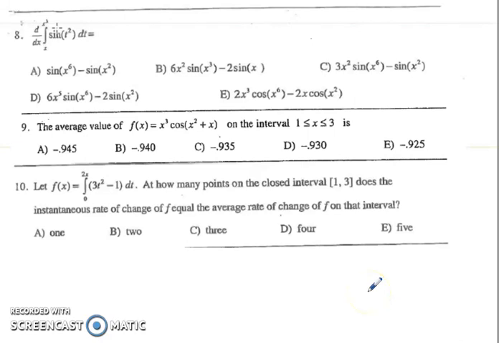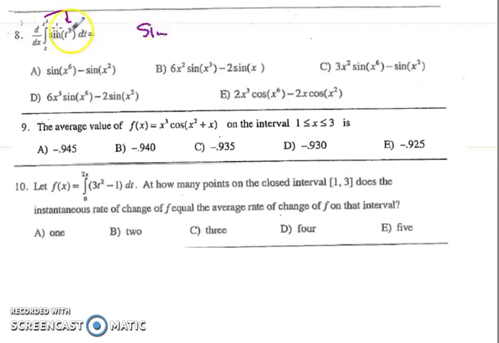Alrighty, here we have 3 more calculator intense multiple choice problems. And the first one says take the derivative of the integral from x to x cubed of sine of t squared. And quite frankly, you can do this the same way you do any other FTC Part 2 problem. And I'll show you. Just plug in the x cubed in for the t.